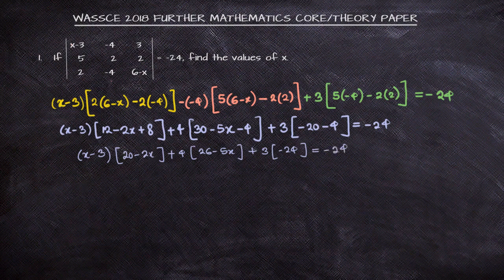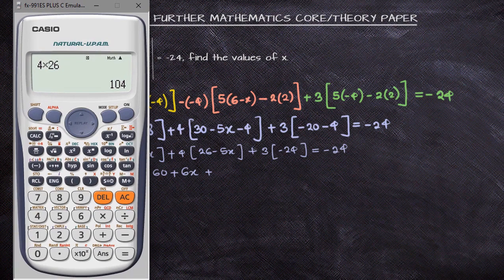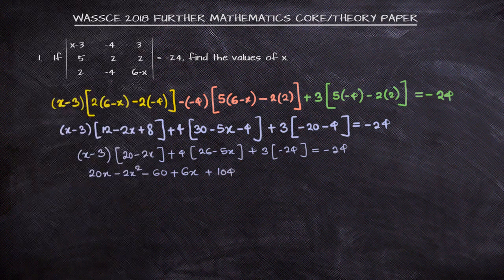Now, for the first entry, we are going to multiply these two values that we have, so that we have 20x minus 2x squared, minus 3 times 20 is minus 60, minus 3 times minus 2x will be plus 6x, then plus 24 times 6, which is 104, so we have 104. Now, 4 times minus 5 will be minus 20x, minus 24 times 3 is minus 72.